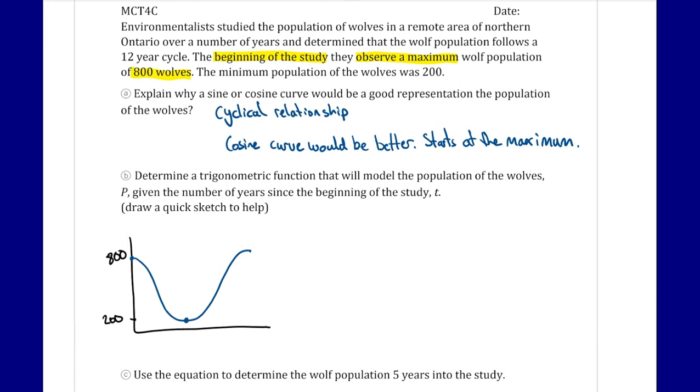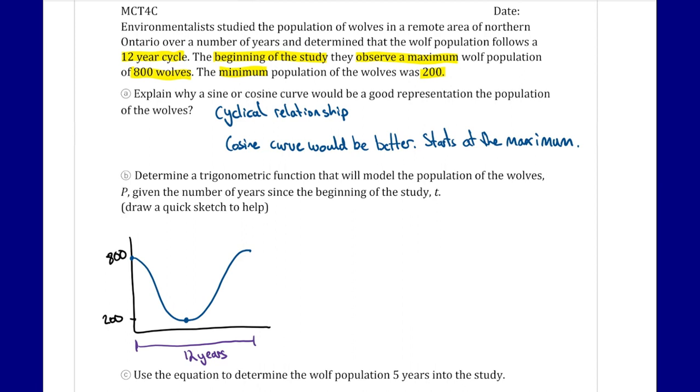It does mention a 12-year cycle. So that is essentially saying our period is 12 years, or just 12. And I'll highlight the minimum population, and that's all that's really given to us in this scenario. But there is some more information that we can add.